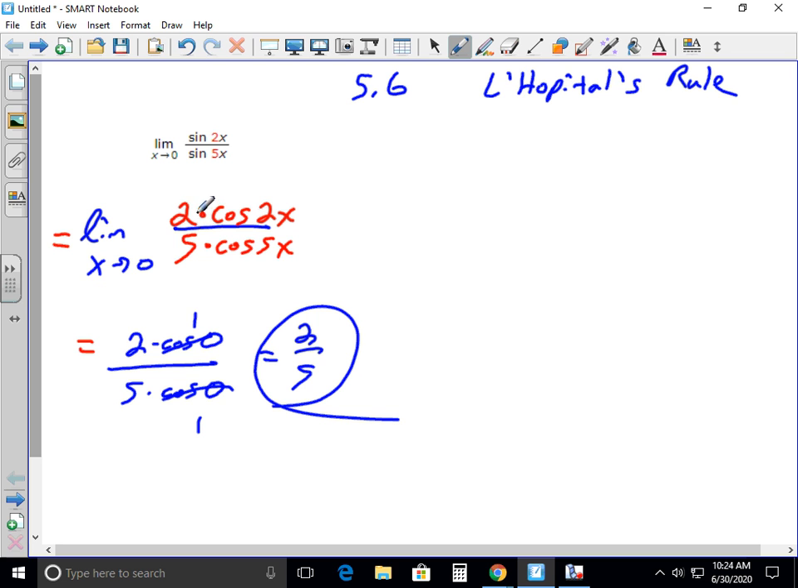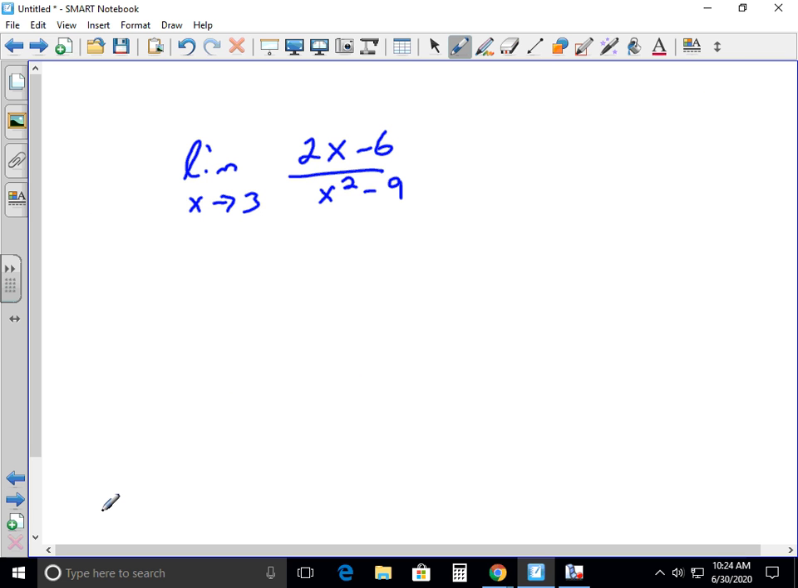But again, we can only take the derivative of the top and the bottom separately if our original limit by direct substitution gives us an indeterminate form. If we look at this one, by direct substitution, if we put in a 3, we get 0 on top, 0 on bottom, so this is indeterminate.